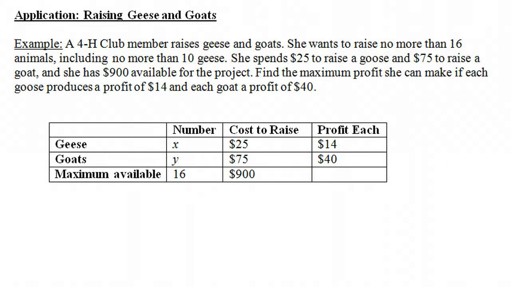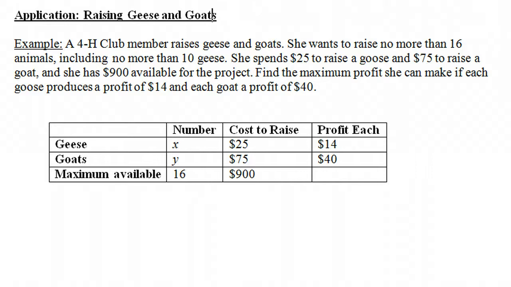In this video, we're going to do an application of linear programming, and the application is going to have to do with raising geese and goats. So as an example, a 4-H club member raises geese and goats. She wants to raise no more than 16 animals, including no more than 10 geese.